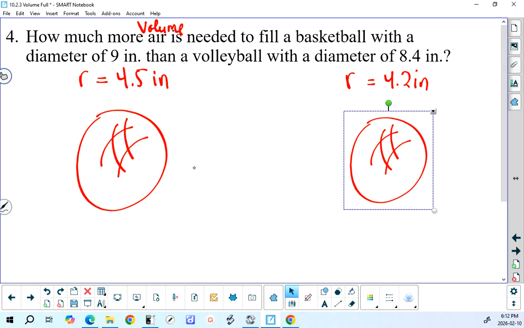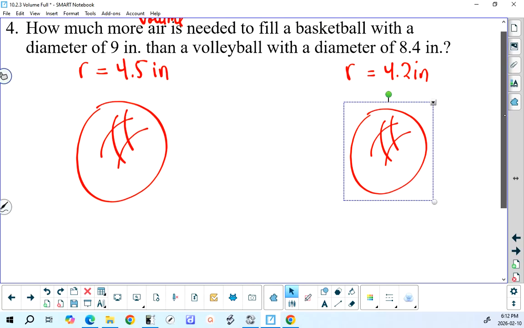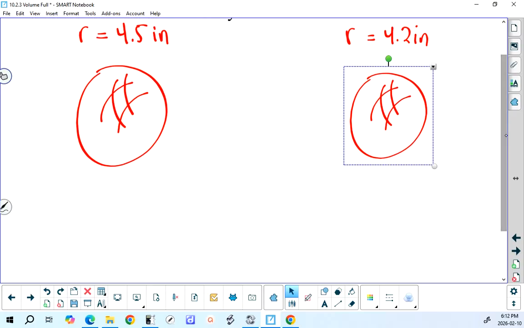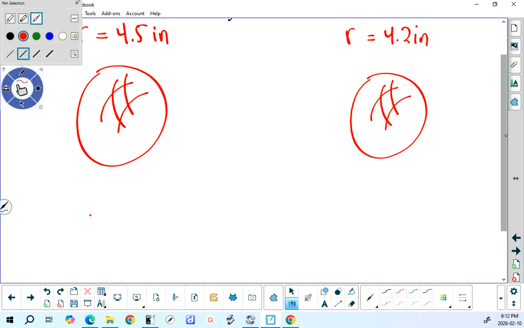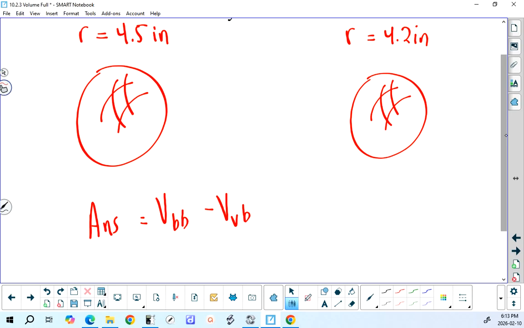So I guess what we need to do is find the volume of each and subtract. And that's fine. You can do that if you want. But the answer to the question is the volume of the basketball minus the volume of the volleyball. And we know what volume is for these. It's 4/3 pi r cubed.